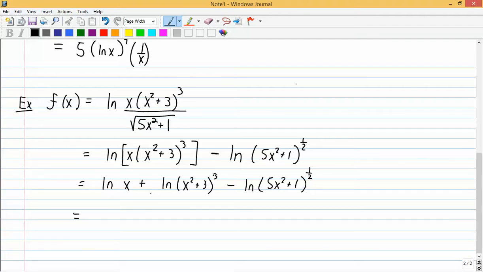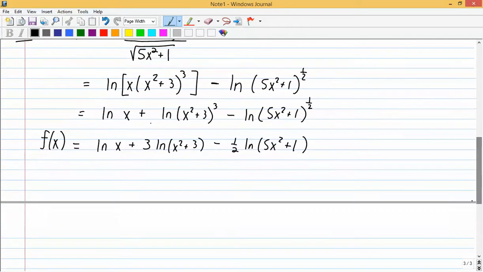So now, once you've applied all of your product and quotient rules that you can, if you have any power, you take the power and move it in front of the logarithm. So this is the natural log of x plus 3 times the natural log of x squared plus 3 minus 1/2 times the natural log of 5x squared plus 1. So notice I haven't done any calculus yet. I've just done algebra. Okay, so I've rewritten my function.